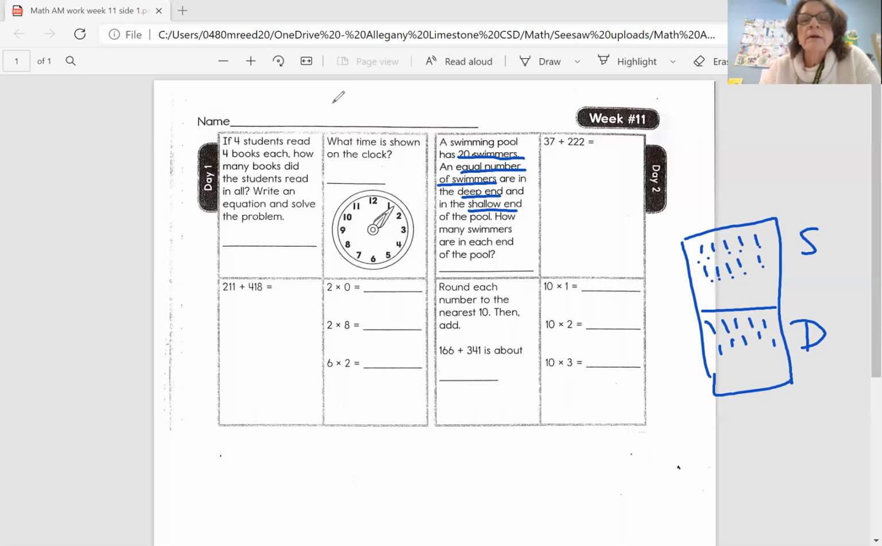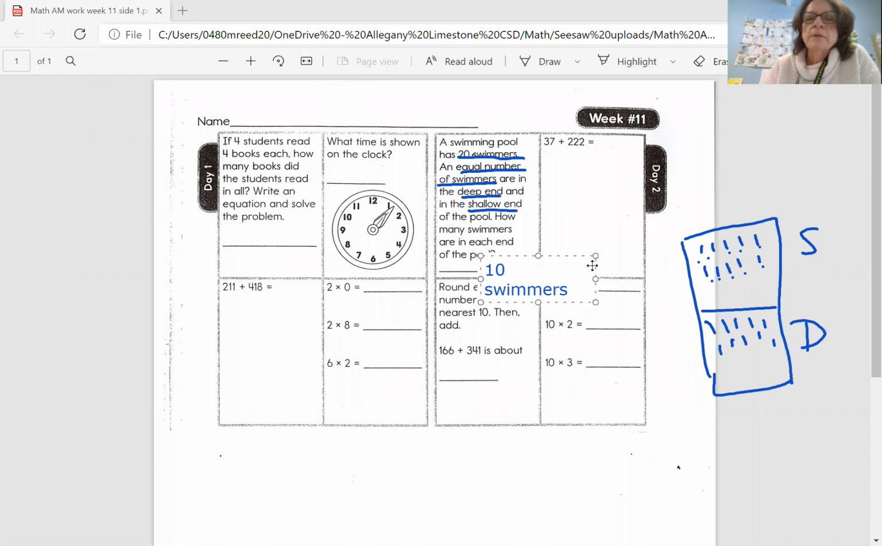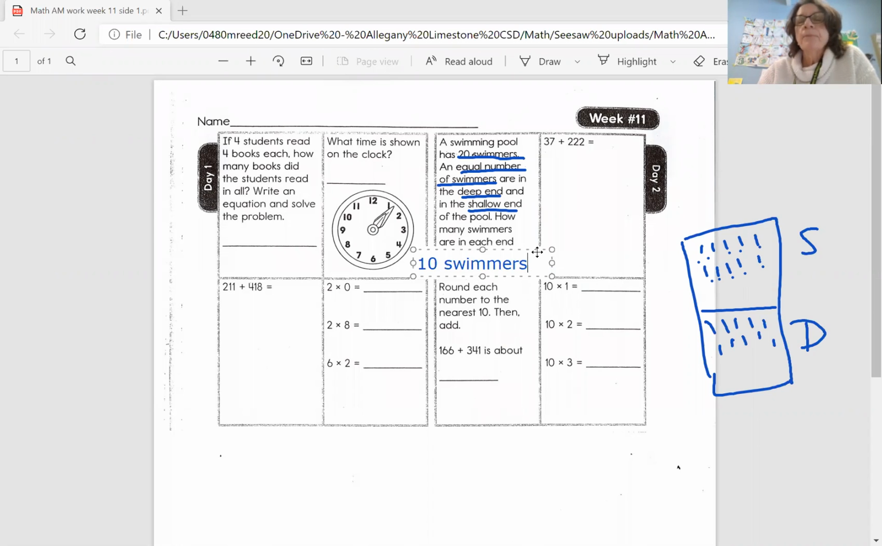So how many swimmers are in each end of the pool? I can say there are 10 swimmers. Okay. And let's see if I can make that smaller. I don't know how to do that. There we go, 10 swimmers. And I'm gonna move that, I think, over here. I'm not that good with these text boxes yet. There we go, 10 swimmers. Okay, does everybody see that?